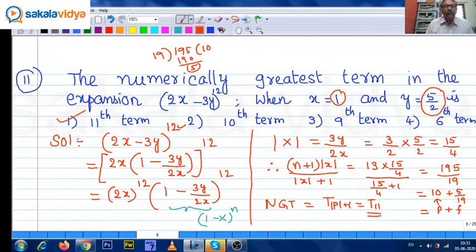Right. So one of the viewers asked me this doubt, this question on the numerically greatest term. Now I explained. Yes, it is a waste of time to read comments also. It's absolutely correct.